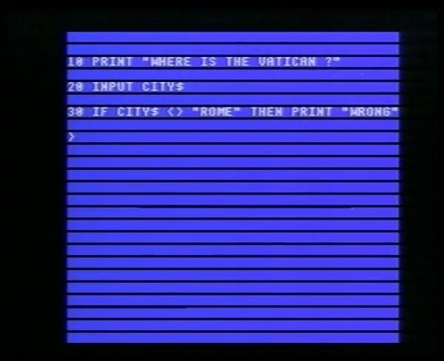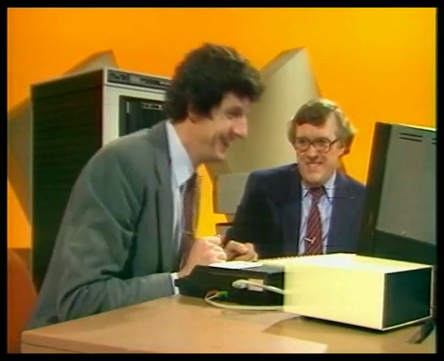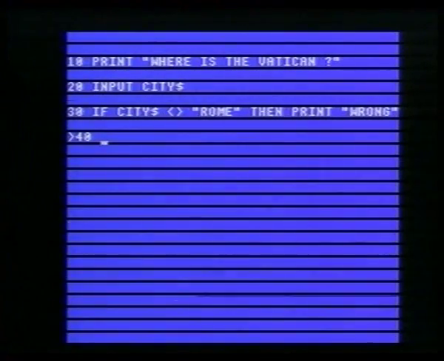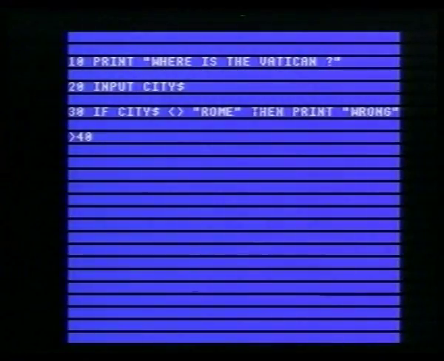So we can write another line. I think we could put in a line which would say what happens if it does equal Rome. It needs a line number; 40, I guess. You could type any number as long as it's bigger than 30. I'm going to let you work this one out for yourself. Well, presumably you have to say, if city dollar is Rome, then print correct or that's right, or something. Except instead of is, type equals.